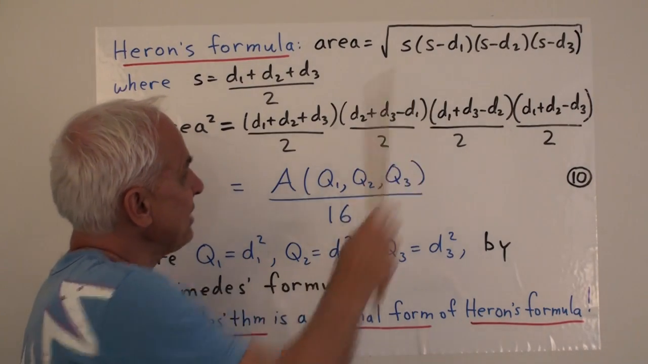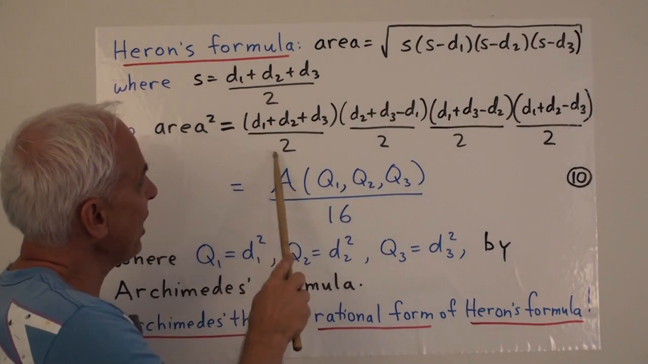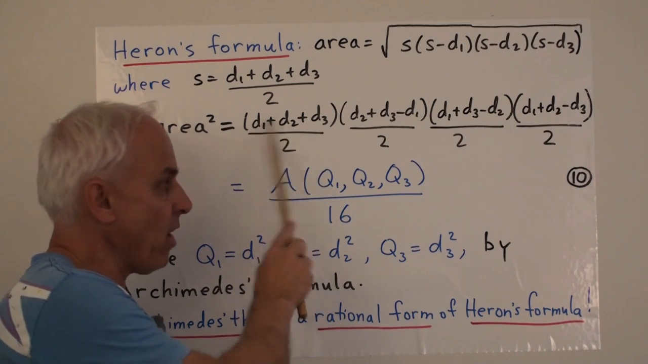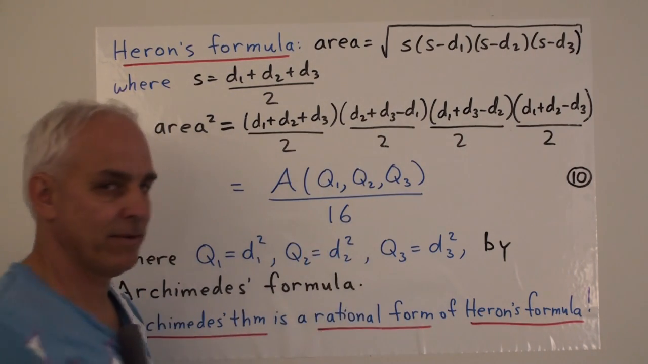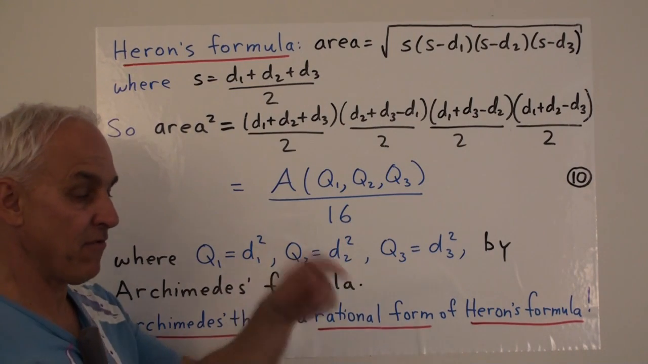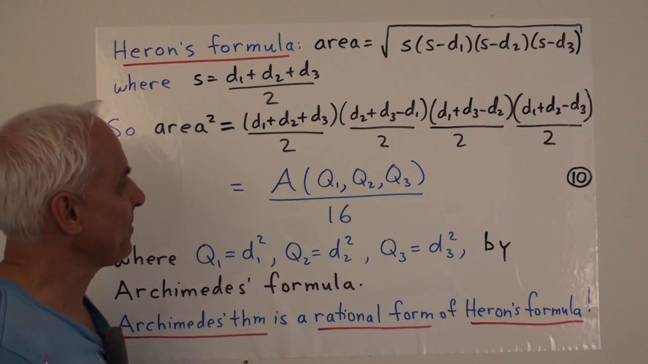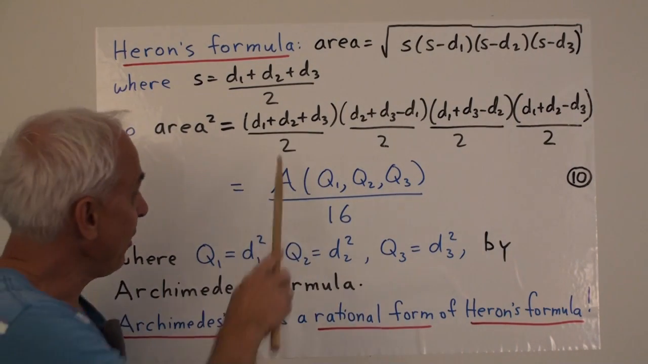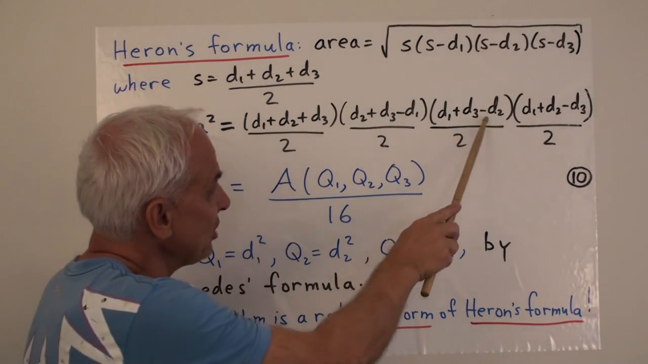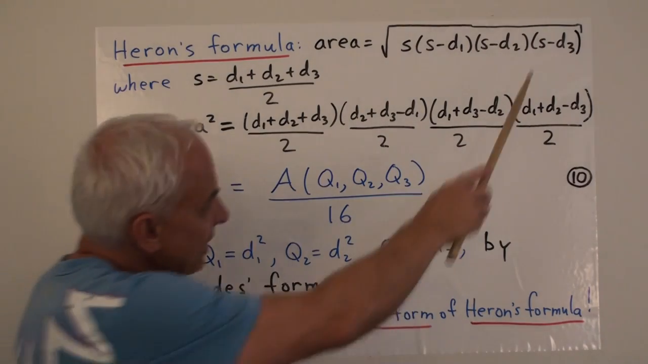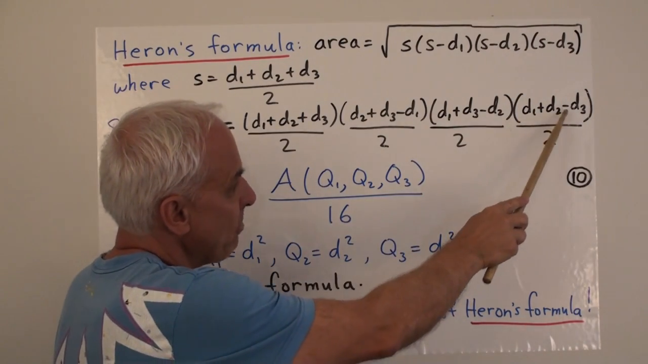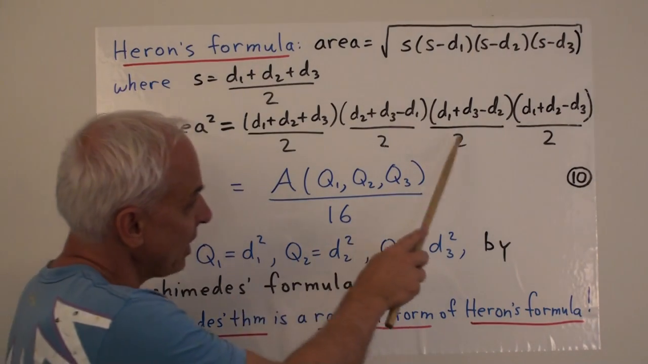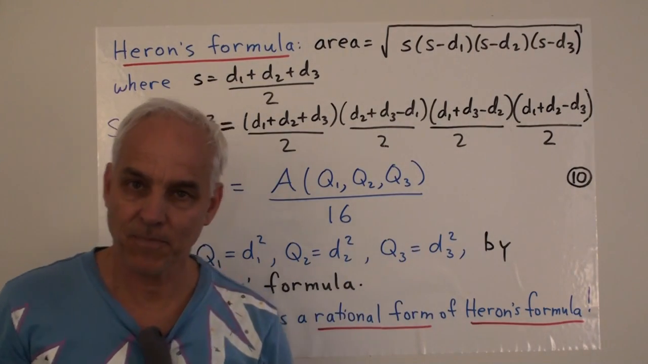What about s minus d1? Well, if we take this thing here and we subtract d1, then we get d2 plus d3 minus d1 over 2, which we'll write this way. We've seen this kind of thing before in that example that I did explicitly. When I take s minus d2, I'm taking this and I'm subtracting d2. The effect is that that plus sign there changes to a minus sign. And when I take s minus d3, I get d1 plus d2 minus d3. Okay, so the 2 times 2 times 2 times 2 gives us a 16.